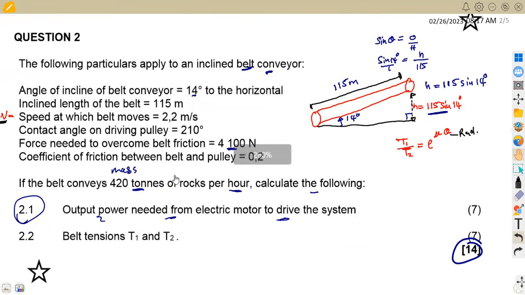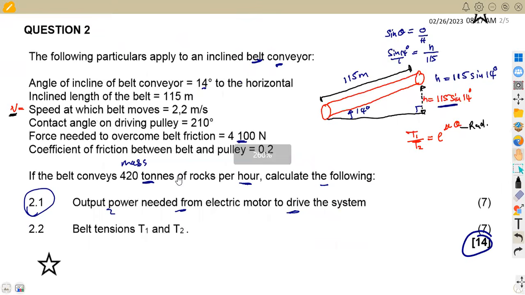So we are now moving on to question 2.2, where we are now given to calculate or to determine belt tensions, which is T1 and T2. So where can we have this information? We do not have T1. We want to find T1 and also we want to find T2. So what can we do? All you need, guys, is to combine information that can actually help you.